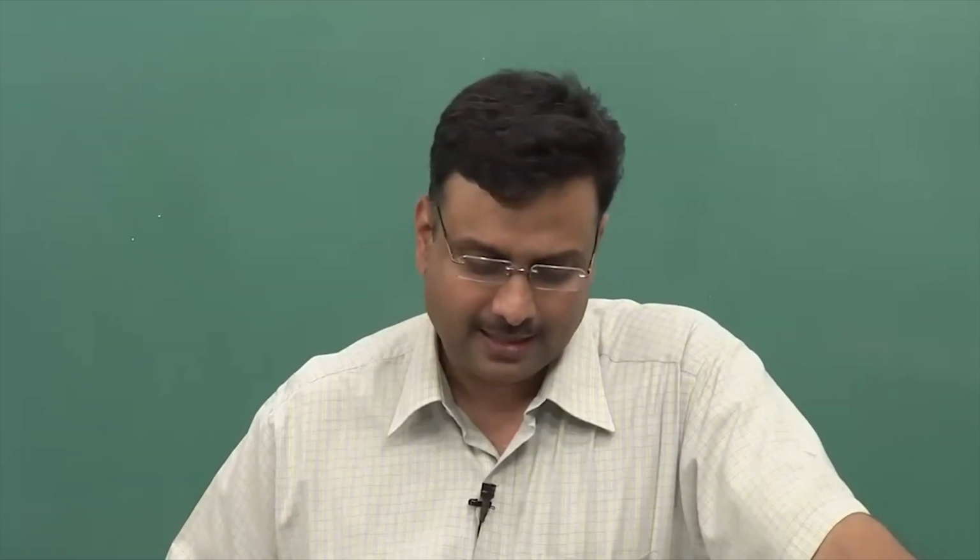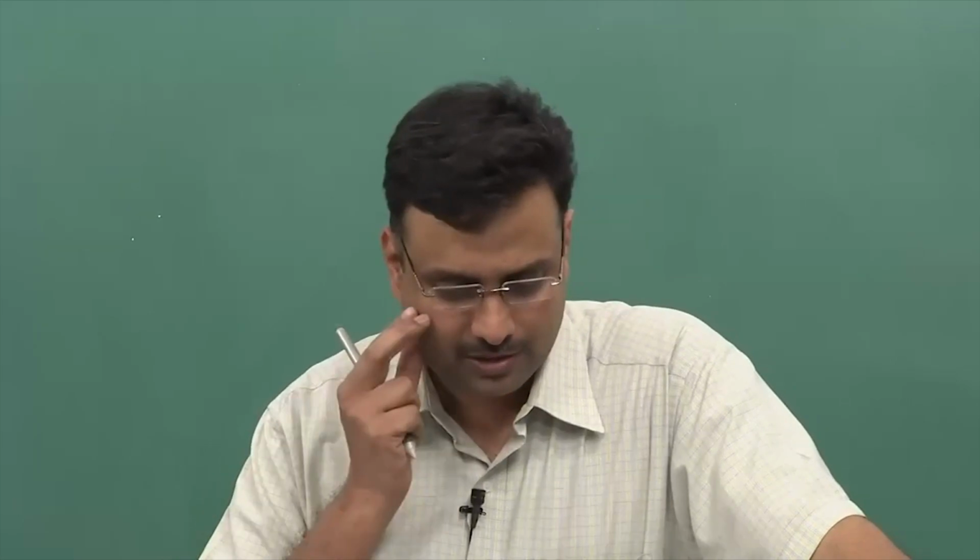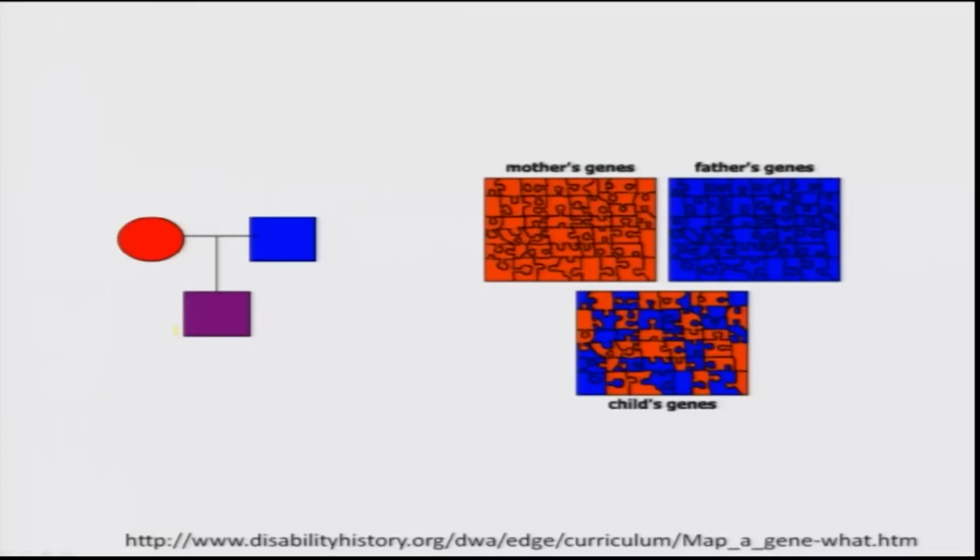So this is what we expect, right? Let's look into a puzzle. You must have played this kind of puzzle during your childhood days. You have identical pieces, but they differ in color. For example, mother's puzzle pieces are red in color, father's puzzle pieces are blue in color.